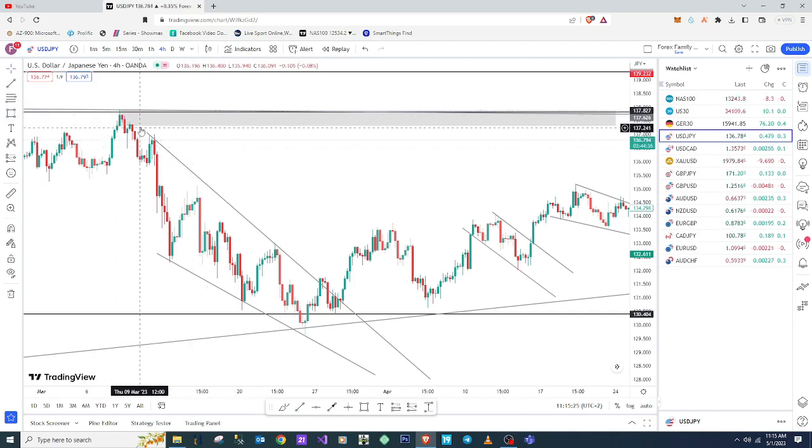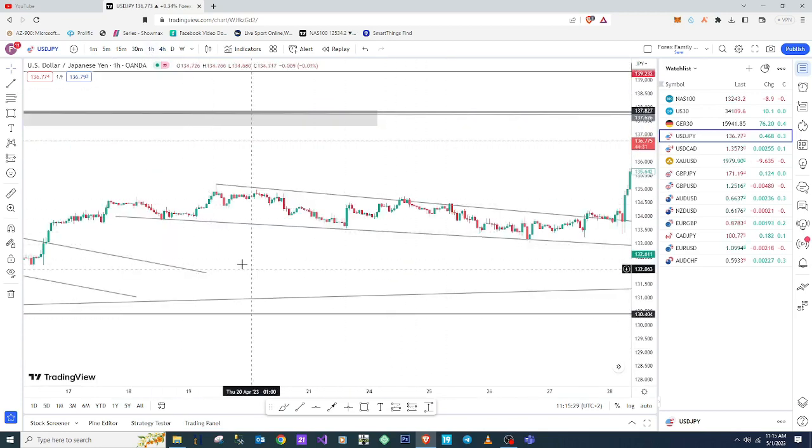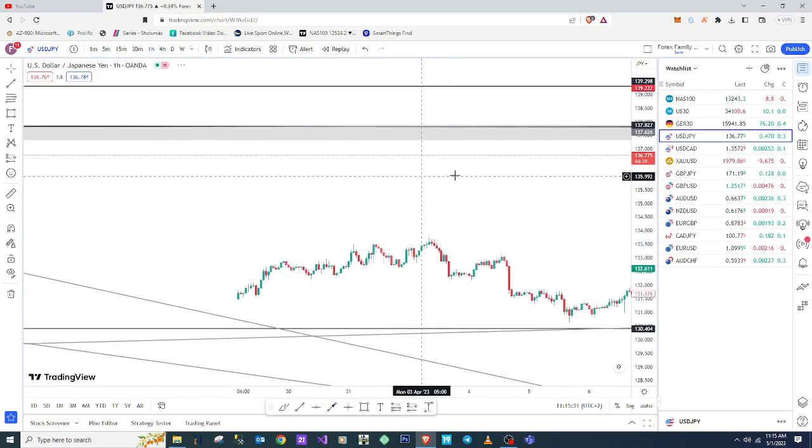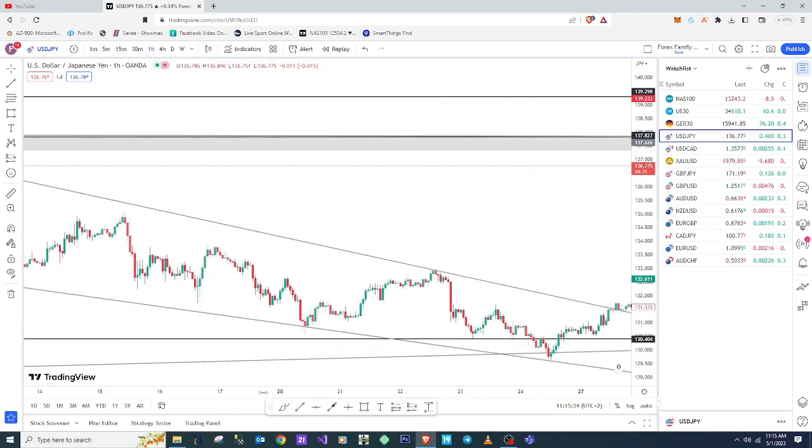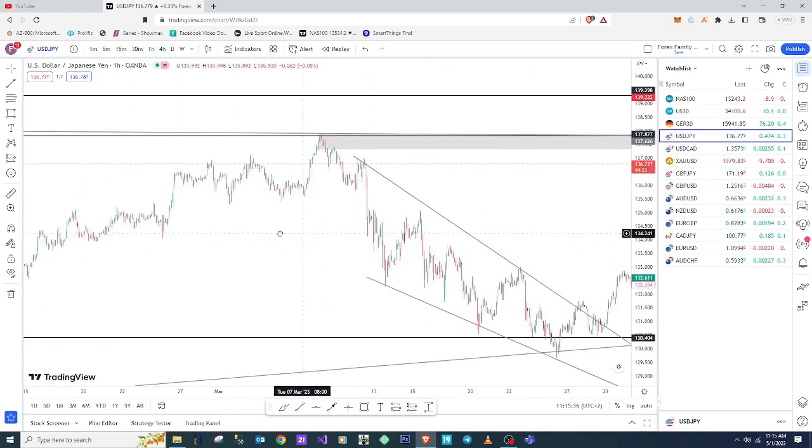137348. So I can put my sell orders here, or I can go to the lower time frame and refine it even more further. So that's basically what I'm gonna be doing here. I need to refine it even more further.